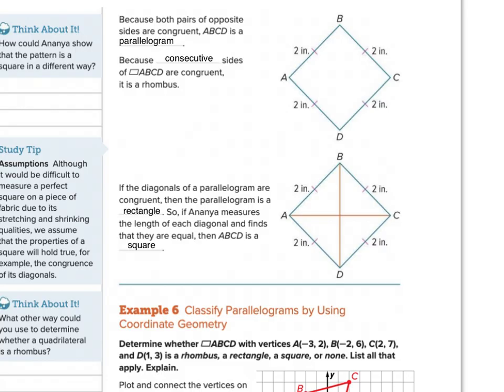So if Ananya measures the length of each diagonal and finds that they are equal, then we have ABCD as a square. So that's another way, just using length and not worrying about angles. I was just thinking in angle form. But if I were to measure the length of these two diagonals and they were the same, then I would find that we have a rectangle. That's the requirement for a rectangle, and a square is also a rectangle. So there you have it.